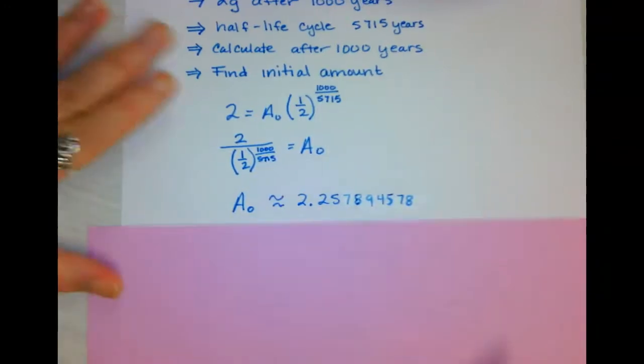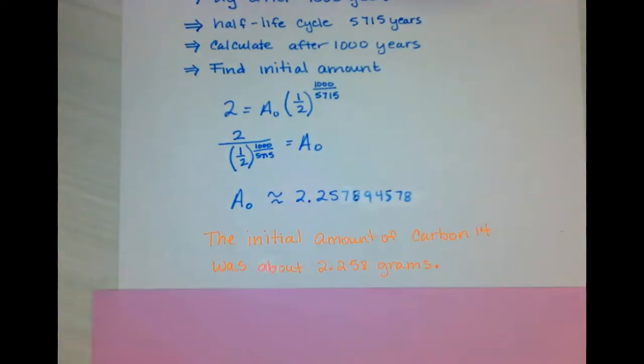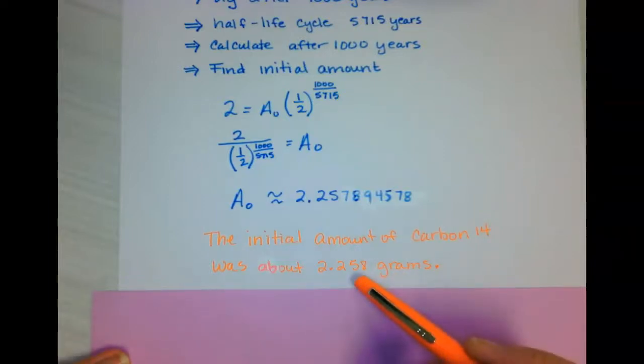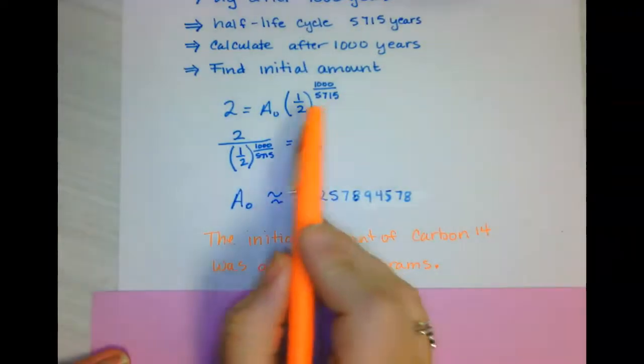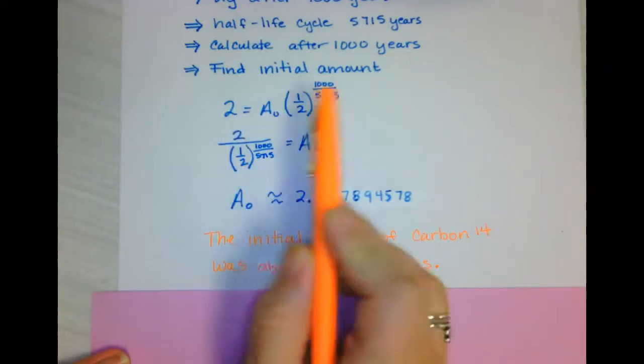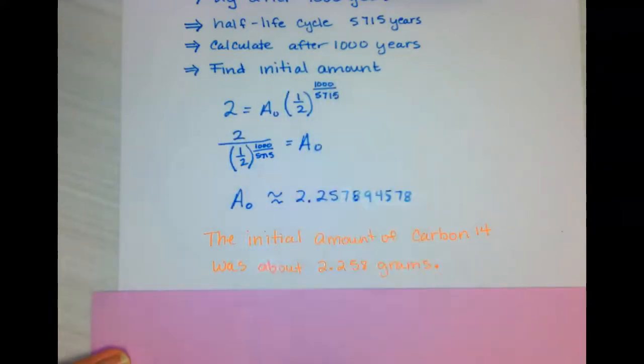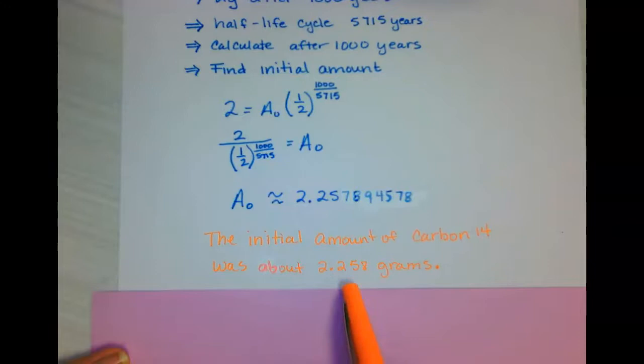So here's what I got. And so when we interpret the meaning, because this is an application problem, the initial amount of carbon-14 was about, and that 'about' keyword is important because we are approximating, 2.258 grams. And what was that again? That was what it started with, and we were calculating when the amount was 2 grams after 1,000 years. So it's not quite half as much, but we're using the half-life model to get us to this calculation.